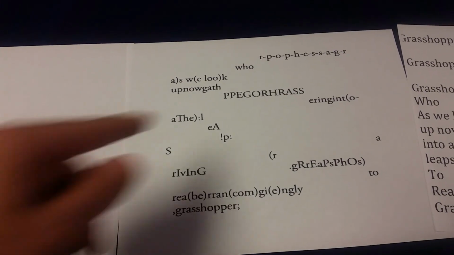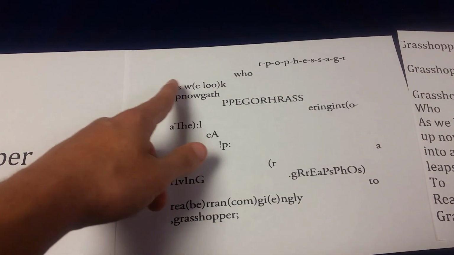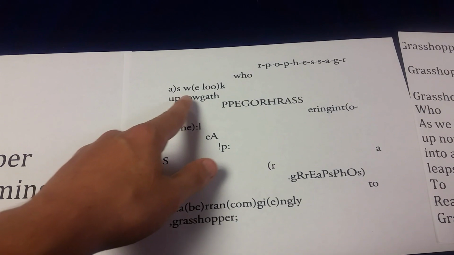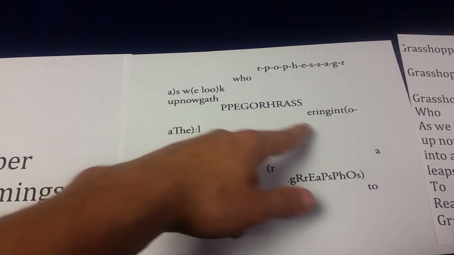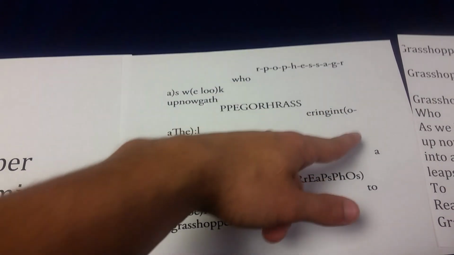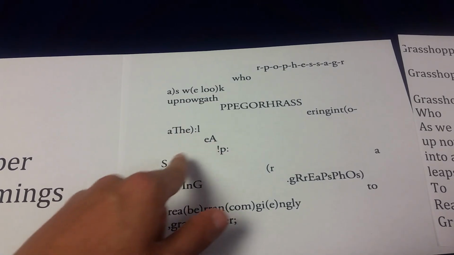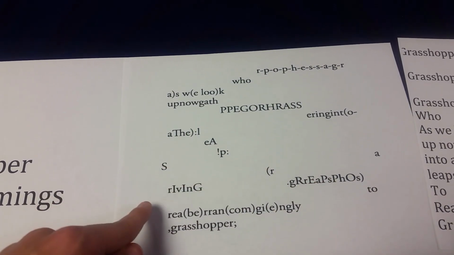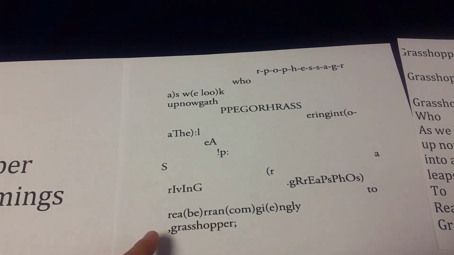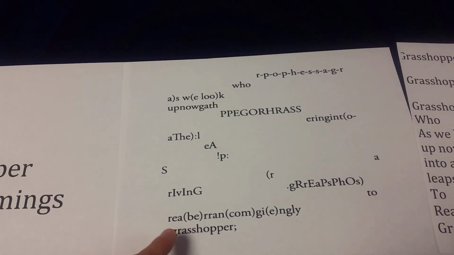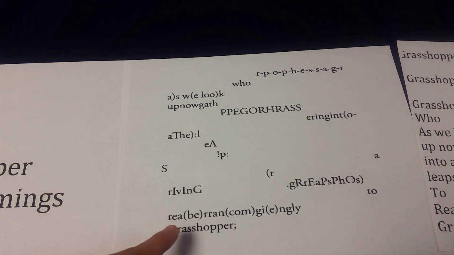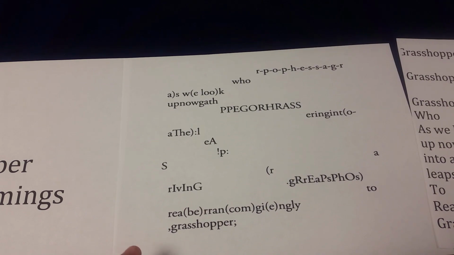Well, starting from the top, we can see who, as we look, up now, moving the GATH here, gathering into at, he leaps, moving the A and the R to here, arriving to, reading what's outside the parenthesis first, rearrangingly, then what's inside, become grasshopper.